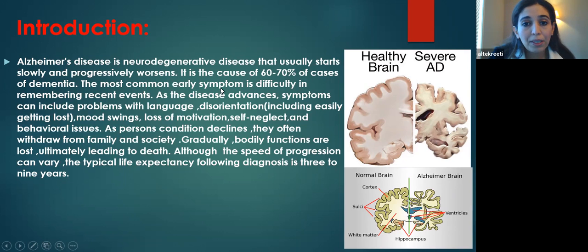The most common early symptom of Alzheimer's is difficulty remembering recent events. As the disease advances, the symptoms can include problems with language and disorientation, so the patient easily gets lost, has mood swings, and loses motivation with self-neglect. The person's condition declines gradually, leading to withdrawal from the family and society, and ultimately leading to death. Although the rate of progression can vary, the typical life expectancy following diagnosis is 3 to 9 years.